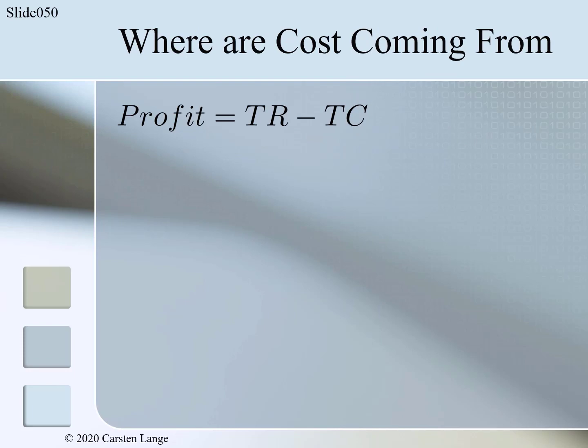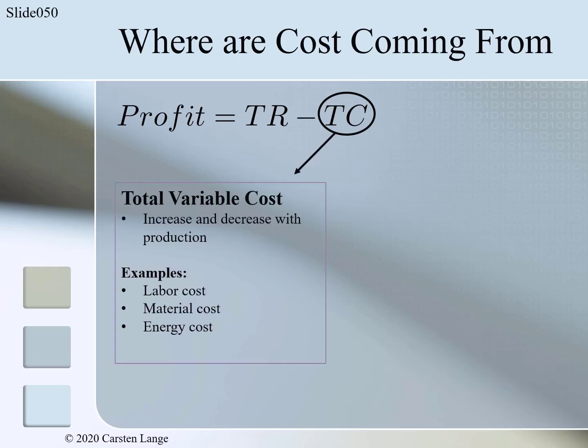You learned already that profit is the residual, what is left over when you subtract total cost from total revenue. But where is total cost coming from? We divide total cost into total variable cost and total fixed cost. Total variable costs are directly related to production. If you increase production, total variable costs go up. If you decrease production, total variable costs go down.